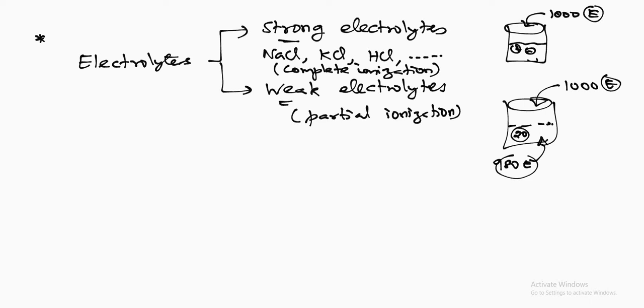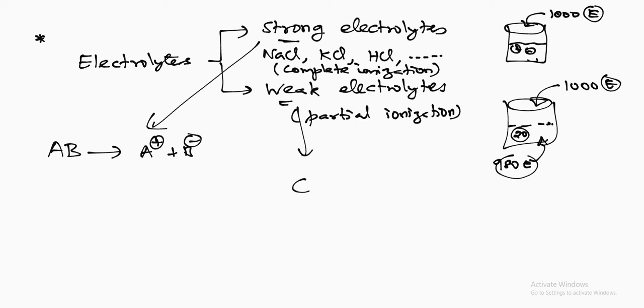Listen, students, for strong and weak electrolytes, suppose we take some electrolyte AB as strong. Assume that AB is an electrolyte. If I say it is a strong electrolyte, then it will undergo complete ionization and you will get cation and anion. On the other hand, if I say some electrolyte, say CD, is weak, this will undergo only partial ionization. So we represent this by C plus and D minus. Here this single arrow indicates complete ionization. Here this reversible arrow indicates partial ionization.